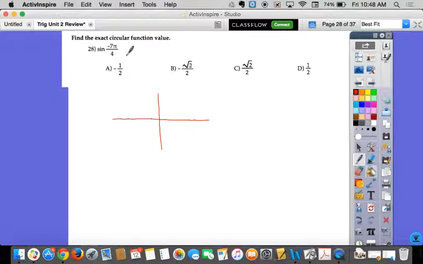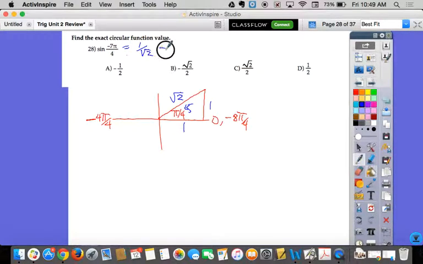Negative 7 pi over 4. Let's see here. This would be 4 pi over 4, and we're going negative. So think of this as 0 and negative 8 pi over 4, but we're spinning this way. So we've got pi over 4 right there. You guys are supposed to be thinking about 45 degrees: 1, 1, square root of 2. Sine is opposite over hypotenuse. We've got to fix him, square root of 2 over 2. I think we've done that problem already.